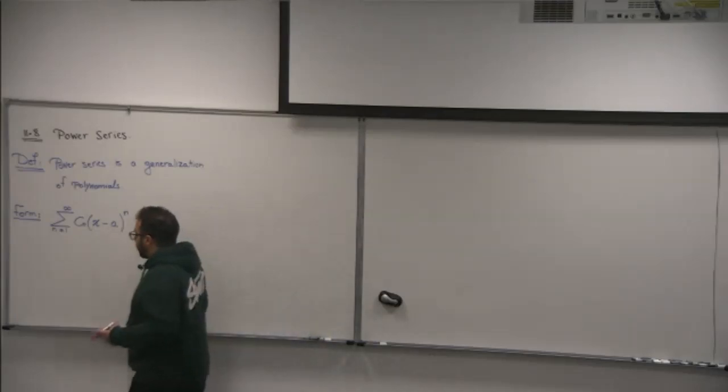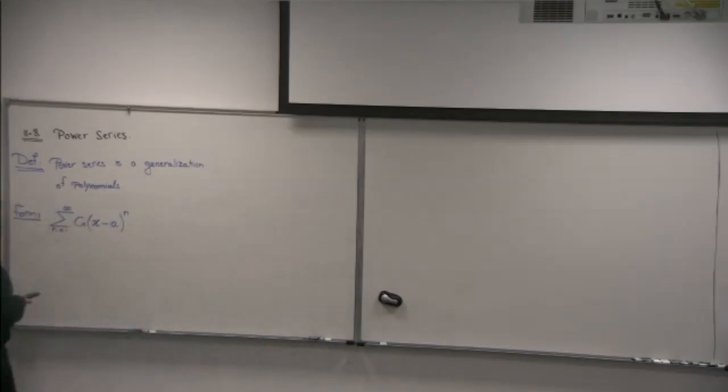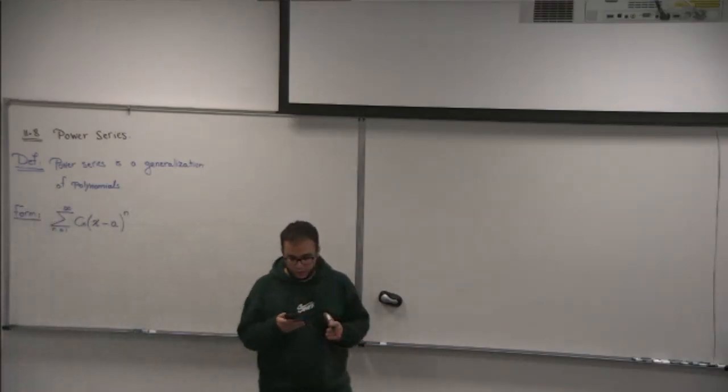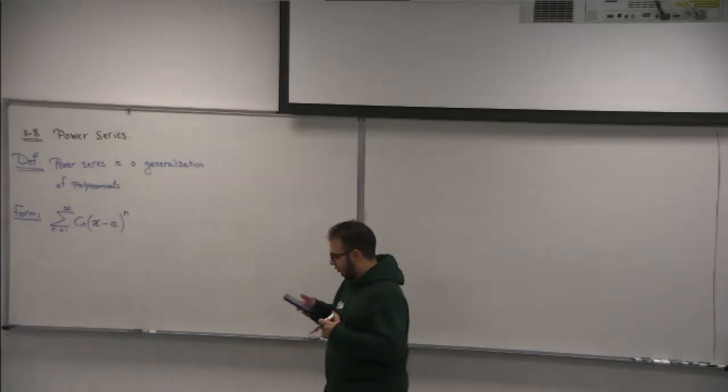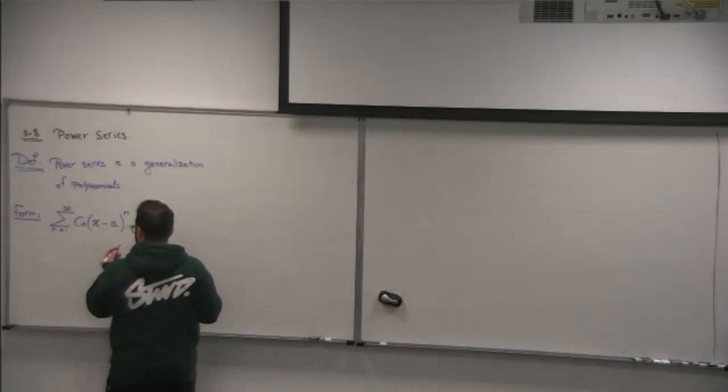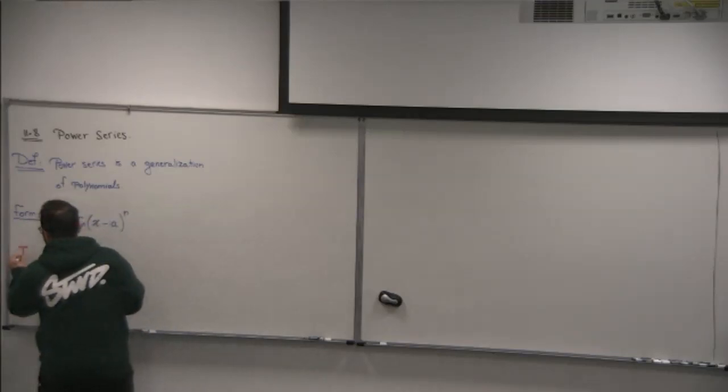So what we want to study here is the following. Does this form of series, which is a power series, converge or diverge? And if it converges, when does it converge? That's the idea. So I'm going to start with some important notes here.